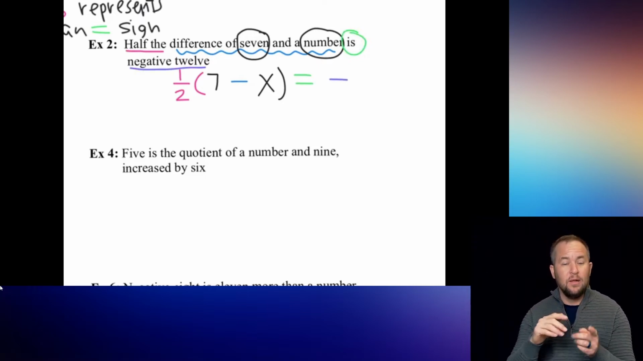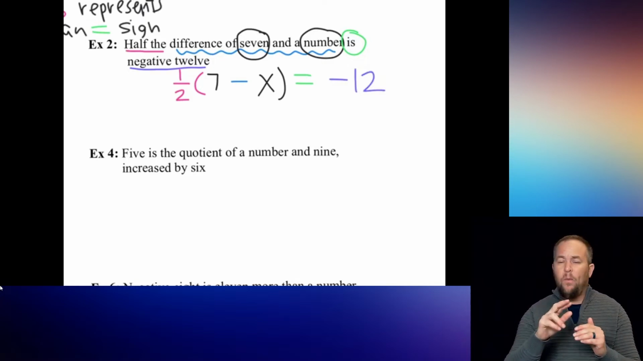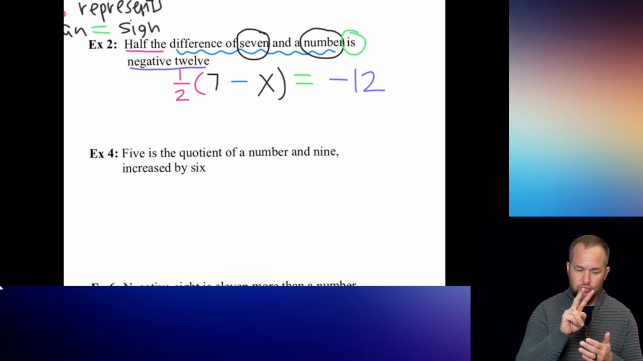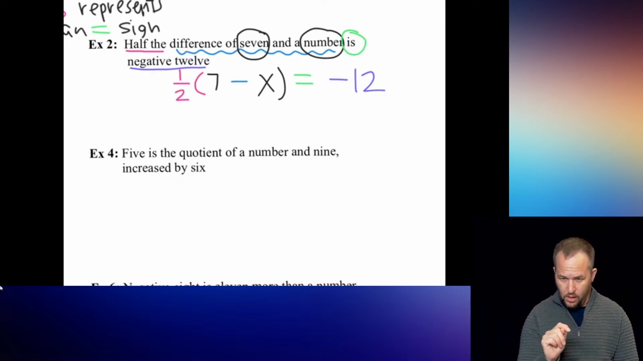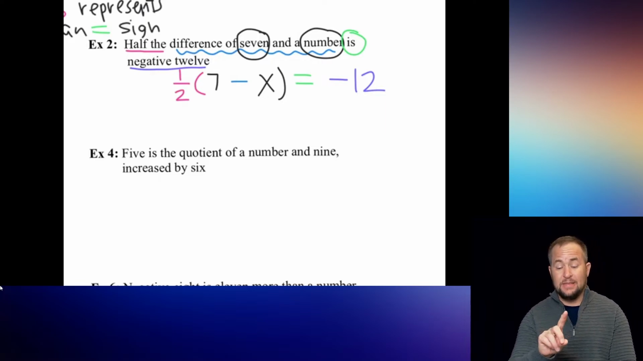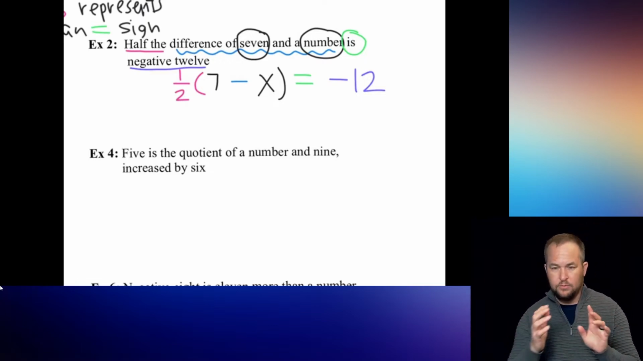is -12. So once you write your equations or even your expressions from last chapter, always go back through and read that translating phrase again to make sure that it makes sense. So half of, or half the, which means the same thing, half the, and then difference, I know is subtraction, of 7 and a number, so 7 minus x is or equals -12.